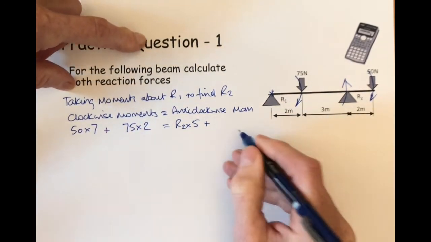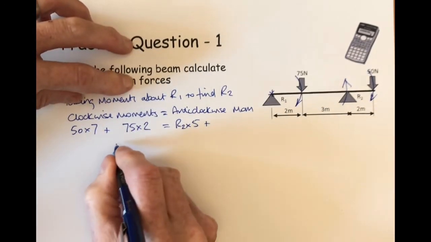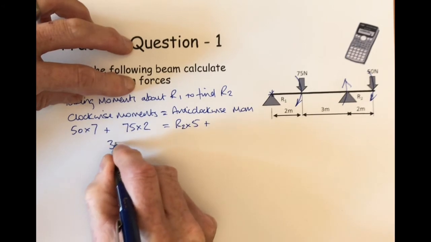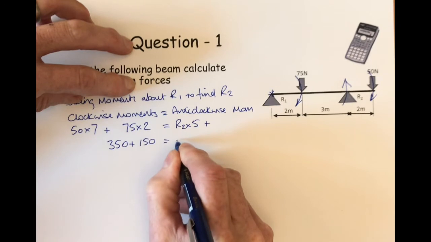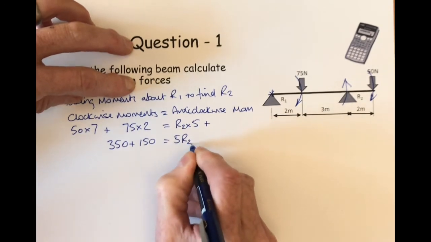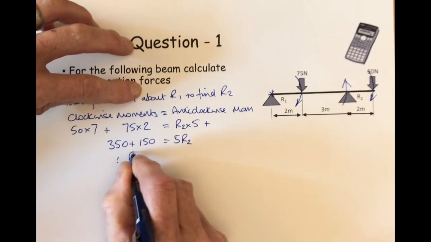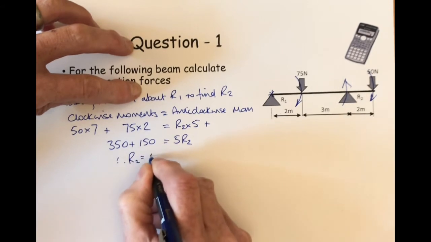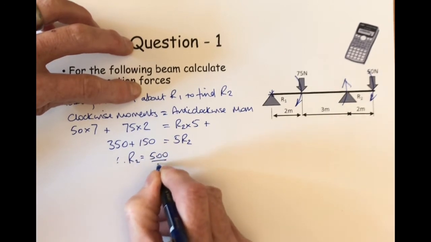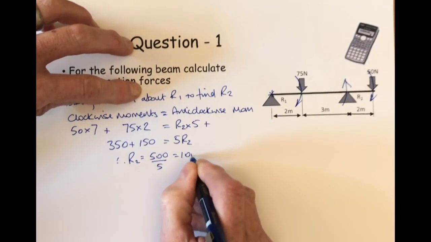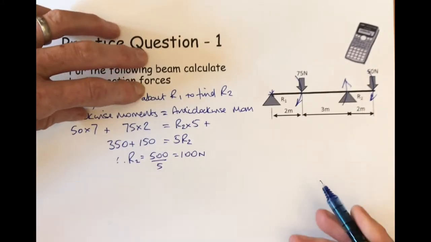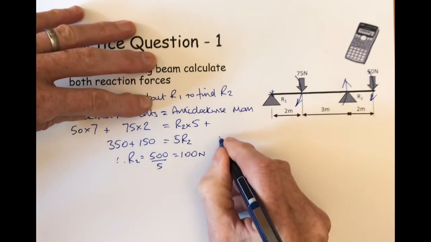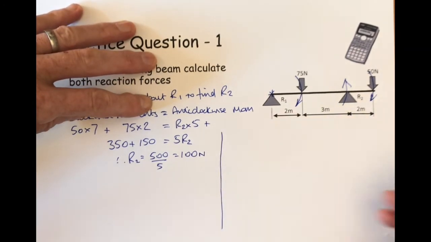Then all you need to do is to multiply them all out. So you get 350 plus 150 equals 5R2. Therefore, R2 equals 500 over 5, which equals 100 newtons. Then we do the same thing for R2. So let's put a line down here to make it nice and clear.